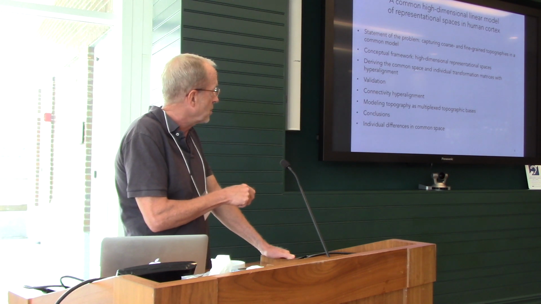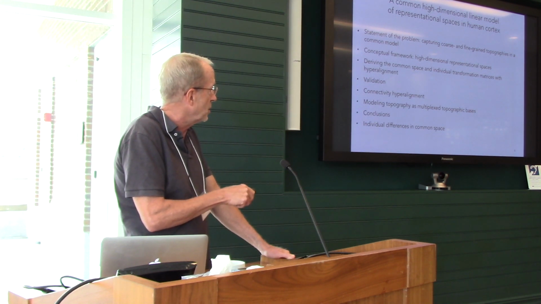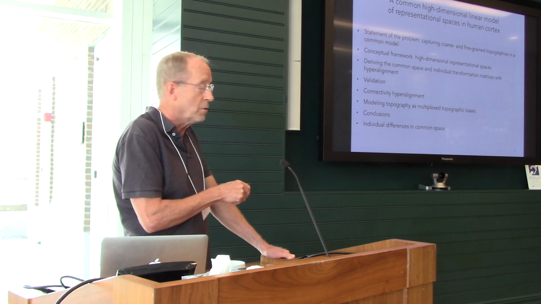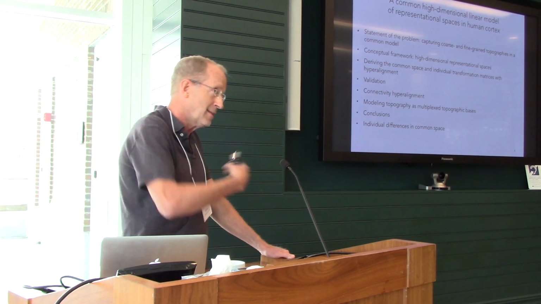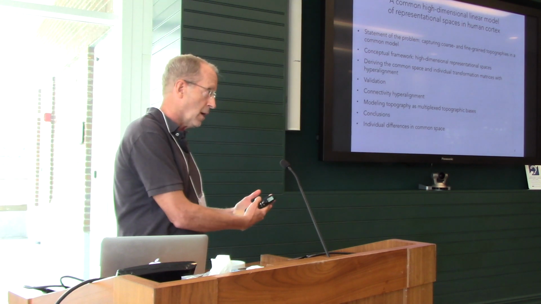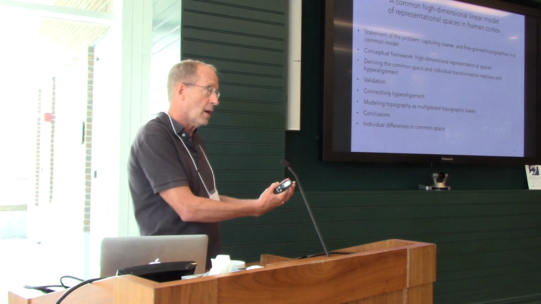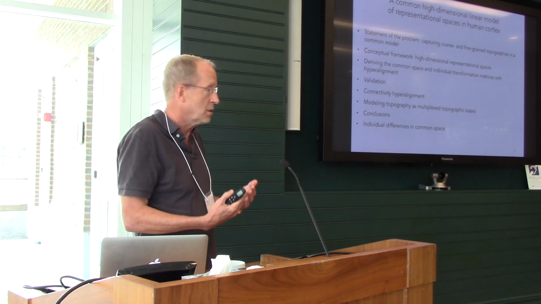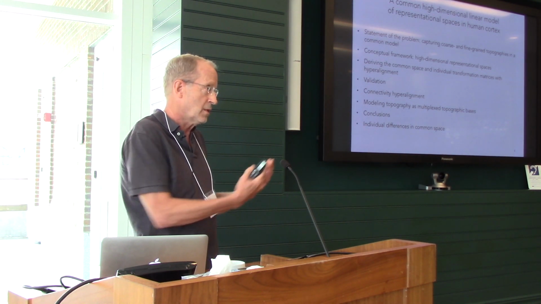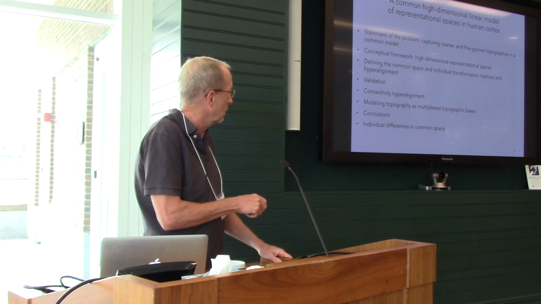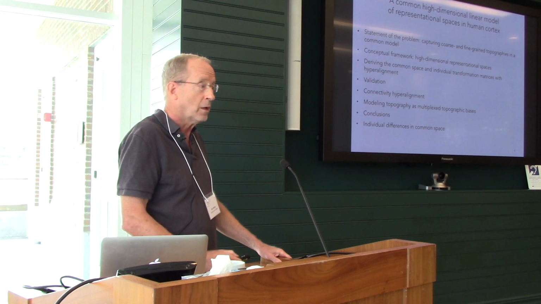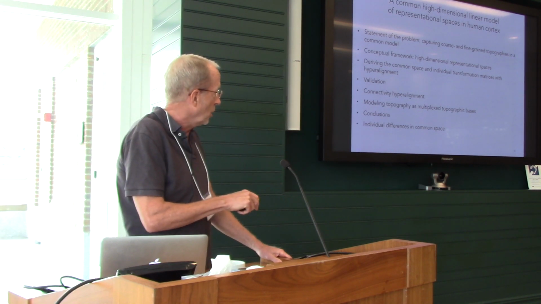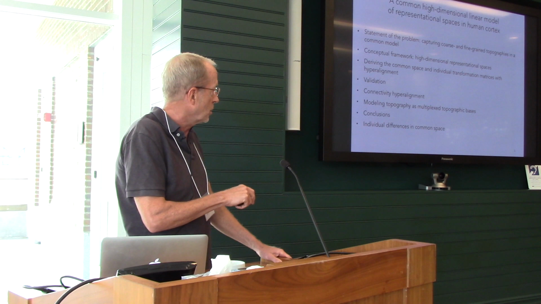And then I'll talk about how we derive this common space and individual transformation matrices using a method called hyperalignment. So we can take individual brain data and derive a transformation matrix that projects that subject's brain space into this common model space, or project data from the common model space back into an individual subject's anatomy, which can be that subject's own data or data from other subjects. And a bunch of validation tests, and we're going to talk about how this can be applied to connectivity in the human connectome.